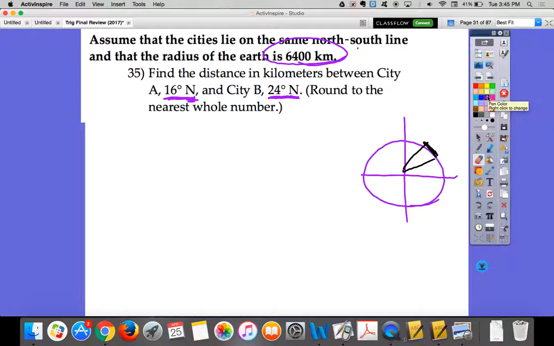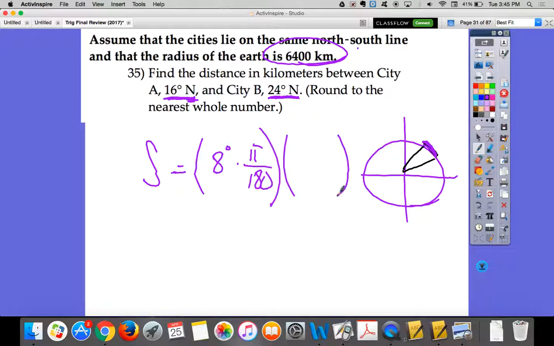So what we're interested in is, whoops, would help if I got my pen. We want the arc length because that's going to tell the portion of the Earth they are apart. And again, our angle, we need to subtract. 24 minus 16 is 8. We've got to convert degrees to radians. And then we're going to multiply it times our radius, which is the radius of the Earth.